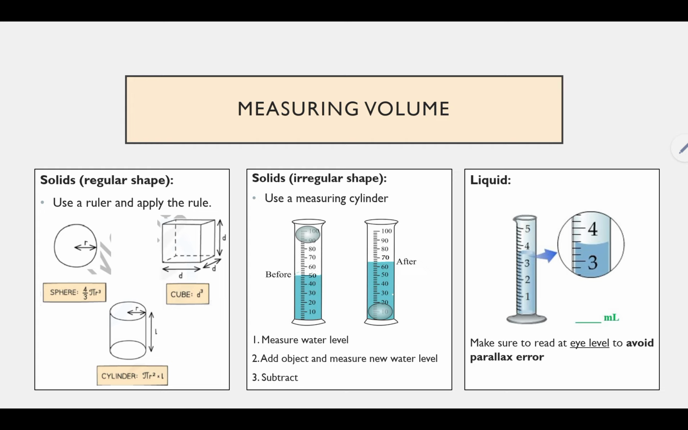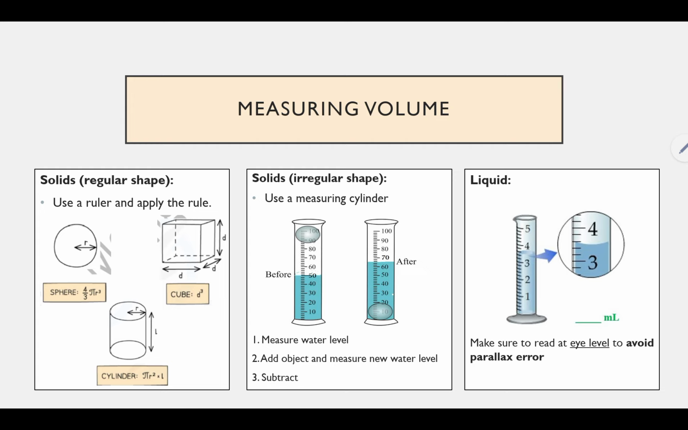For an irregularly shaped solid, the only tool or instrument that I'll need is a measuring cylinder. We have 3 steps, and usually the question here is for 3 marks. So number 1, I will add water and measure the water level. You can write and label the water level, record the water level, but you have to write that you're going to record that water level in the beginning.